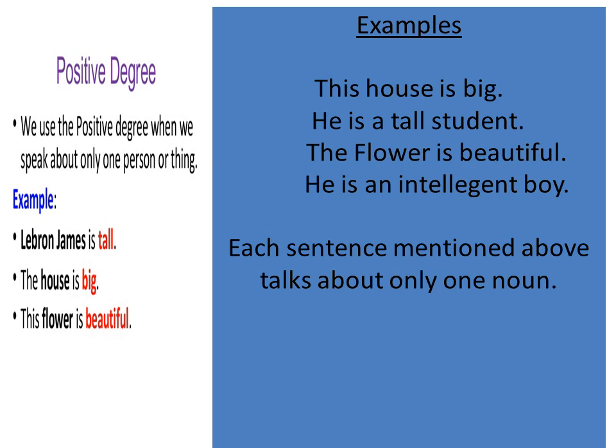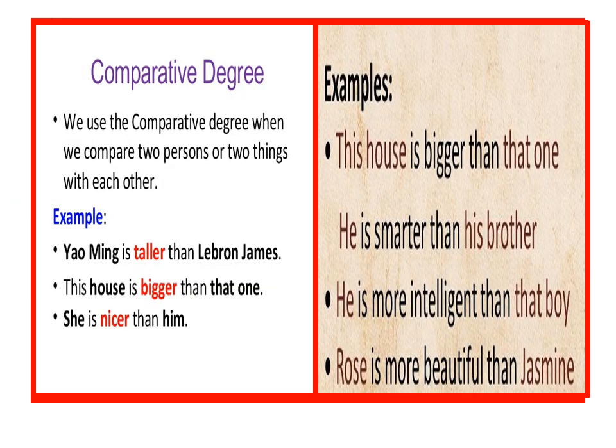Now let's look at the second one. The second degree is the comparative degree. Now we use the comparative degree when we compare two persons or two things with each other. In other words, we use the comparative degree to compare ourselves with each other. It can be ourselves or it can be two people that we are comparing with each other. Let's look at these examples.